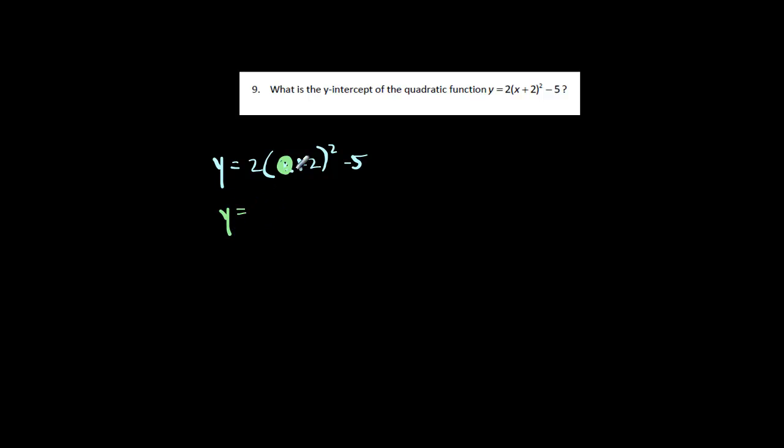So y equals 0 plus 2 is 2. 2 squared is 4. 4 times 2 is 8. And when you subtract 5 from 8, you have 3. So the y-intercept is going to be 3. So again, set x equal to 0 and solve for y.